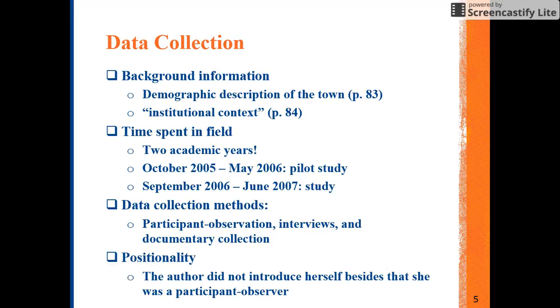About positionality, the author did not introduce herself besides that she was a participant observer. So I have to say this part is kind of missing.